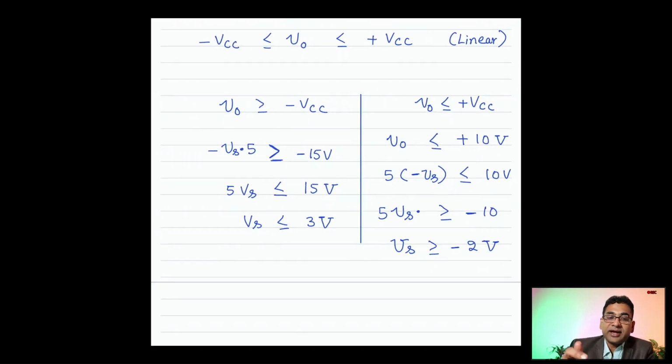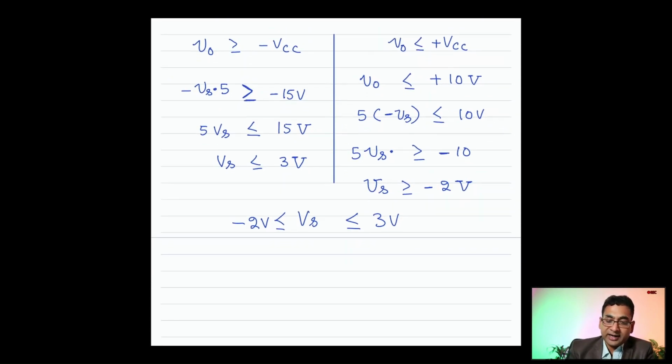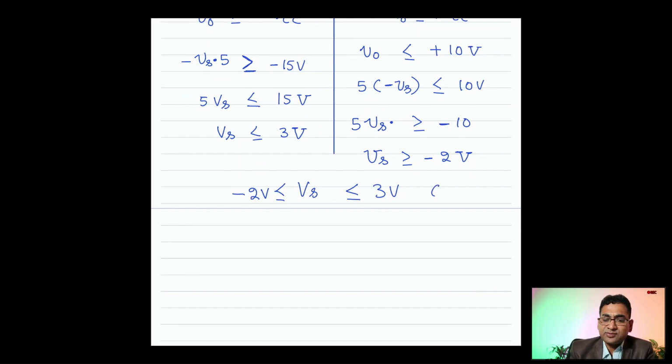Now, you have all the information that is needed to answer the question. What is the range of Vs? Well, Vs should be in between negative 2 volts and 3 volts to avoid saturation. So, I'll make it really quick and show you. This will ensure linear region.